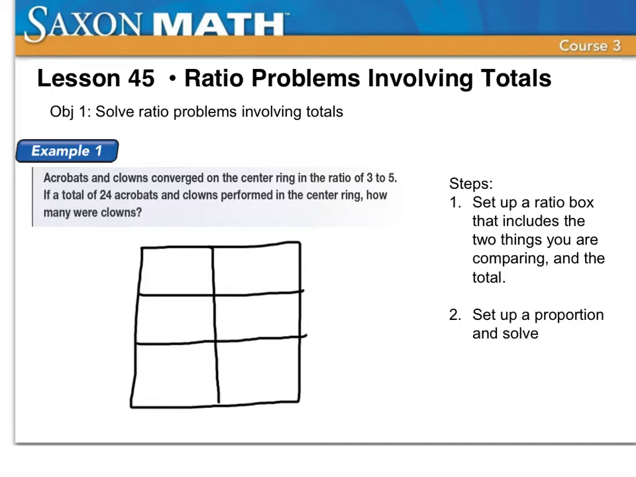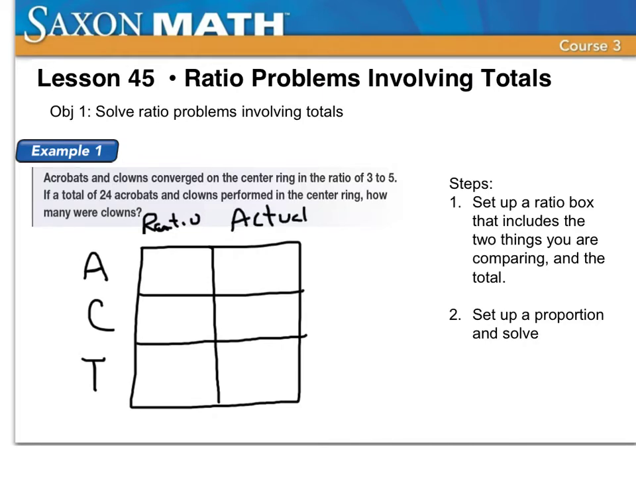Okay? And it needs to include the two things that we are comparing. So we know we're comparing acrobats and clowns. And then we have a spot for the total. Okay? On the left-hand side is where we put our ratio. And then on the right-hand side is where we put our actual count.